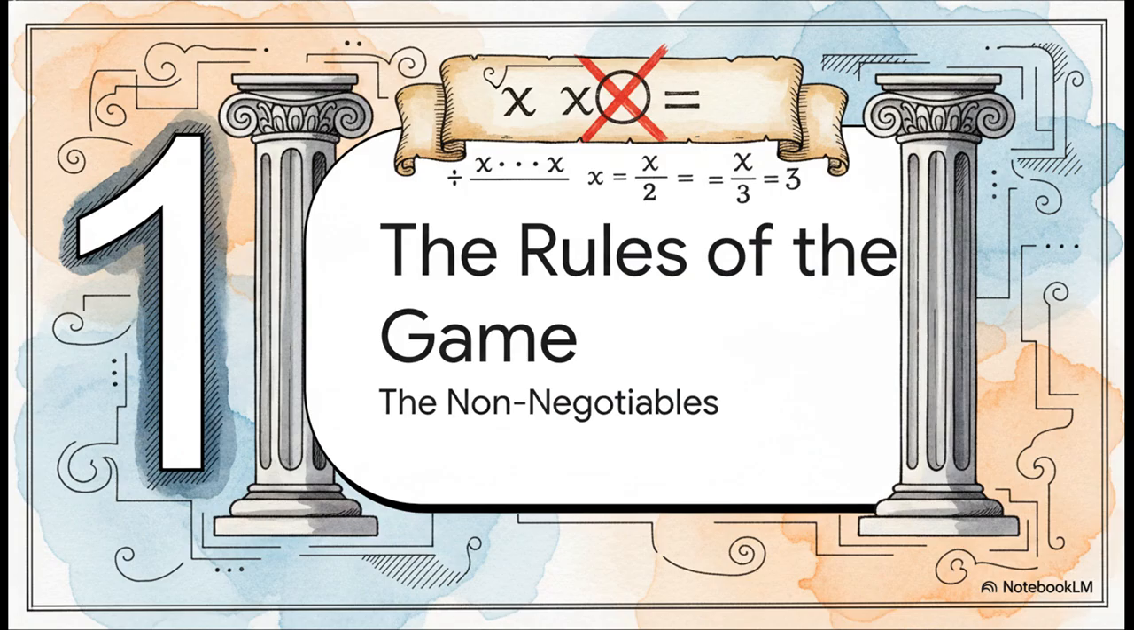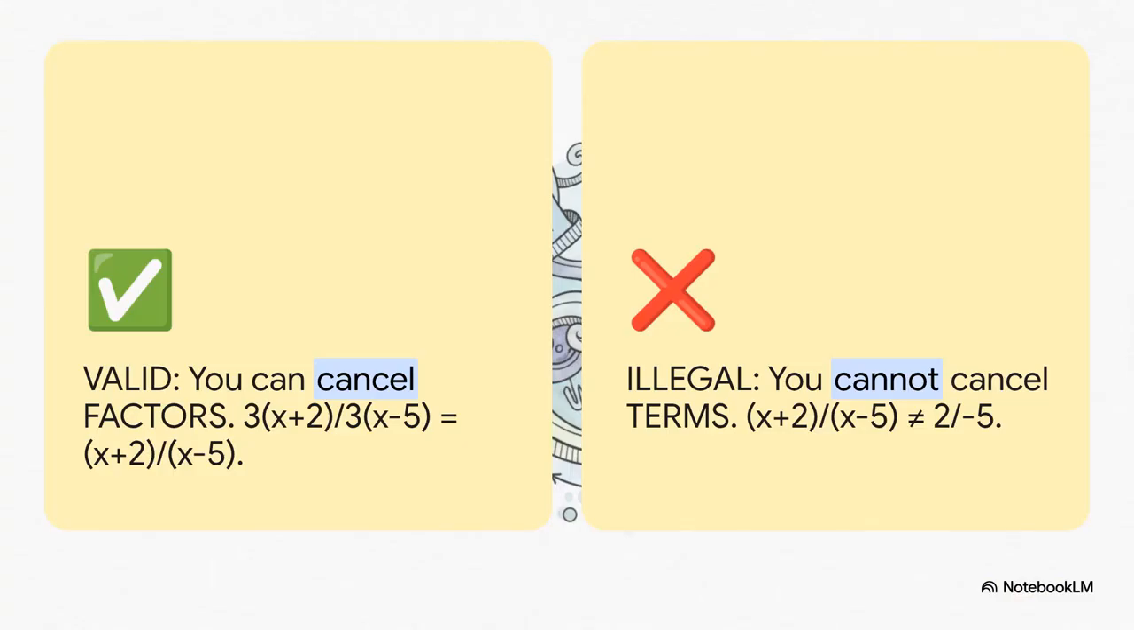Okay, before we just start crossing things out like crazy, we have to lay down the law. There are two rules that are totally non-negotiable. If you get these right, you are golden. And here is the single most important rule of all. You can only cancel factors. Things that are being multiplied.